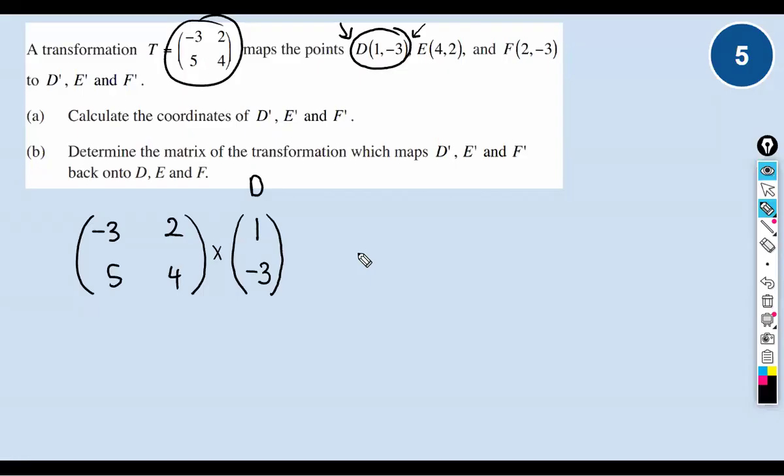So guess what they're asking you to do in part A? They want you to take this matrix and multiply it by point D. Then take this matrix again and multiply it by point E. Then take this matrix again and multiply by point F. And they're calling the new coordinates of D, E, and F, D prime, E prime, and F prime. That little dash means prime, P-R-I-M-E, like Optimus Prime.